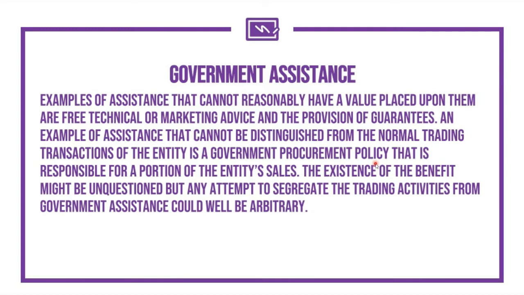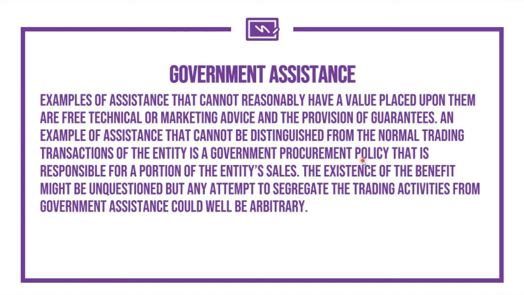Now the question is, did the entity generate sales because of an assistance of the government, or is it because of the normal operations? Because you winning the bid can either be a grant or an assistance or a normal trading process. So anyway, this is one of the reasons, or these are some of the examples, why government assistances are only disclosed.